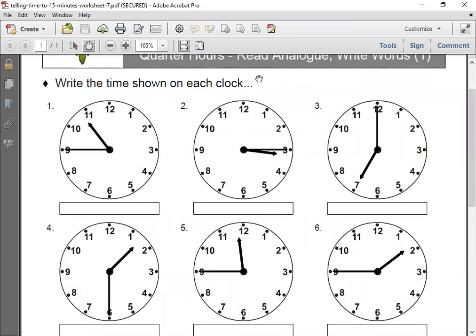Our lesson today will be time before the hour. Okay, we learned how to tell time on the watch, right? Or on the clock. How can we tell the time here?